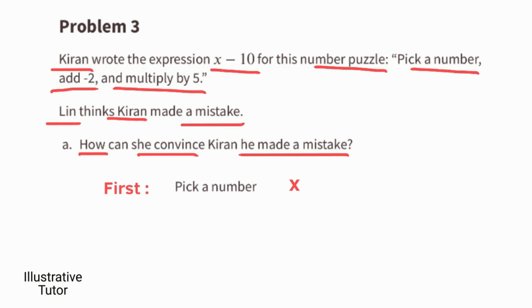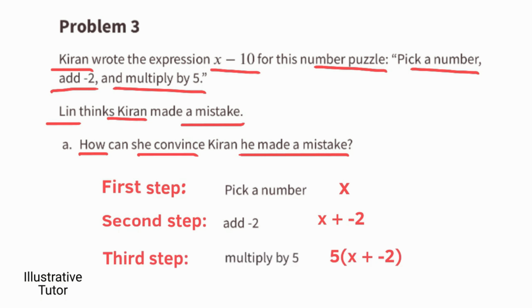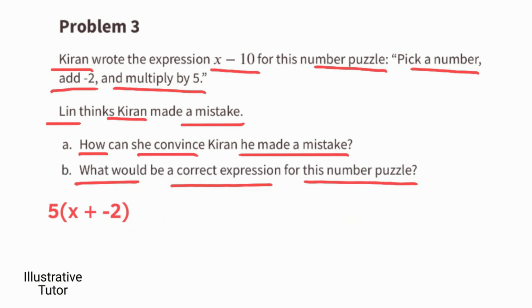First, pick a number. Let's use x. Second, add negative 2. And third, multiply by 5. B. Here's an example of a bunch of expressions that you could use for this number puzzle. The one I like the most is 5 times x minus 2.